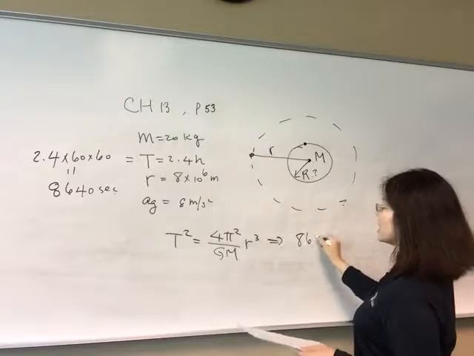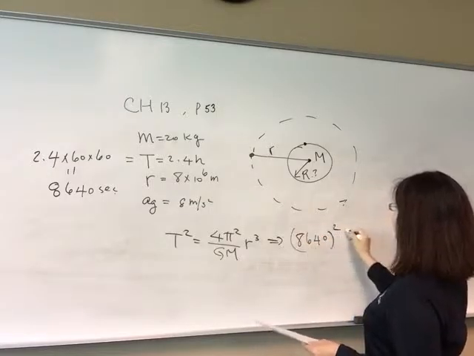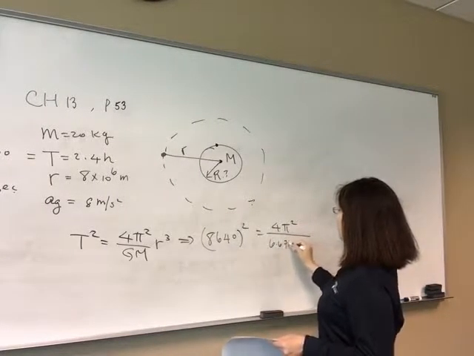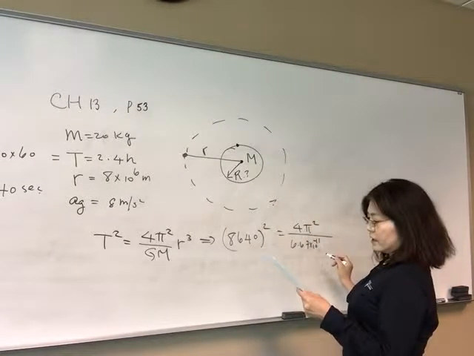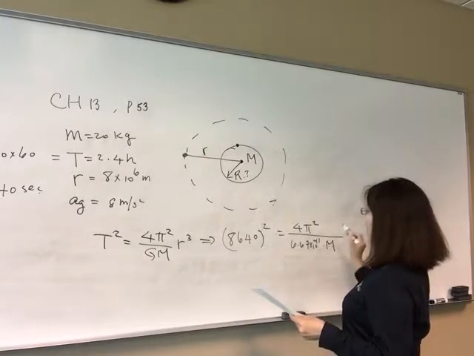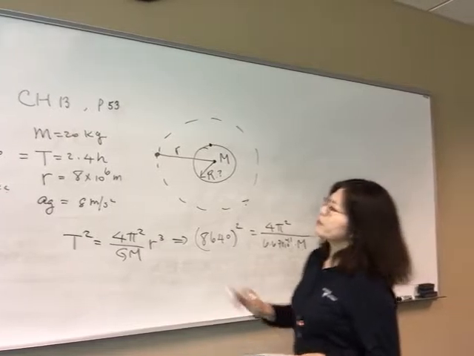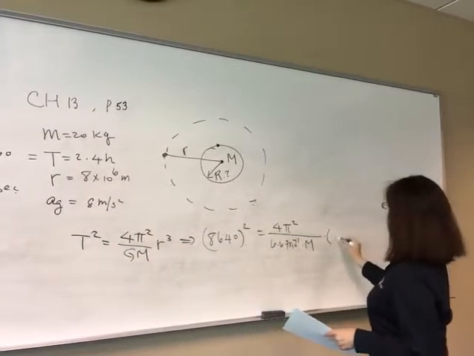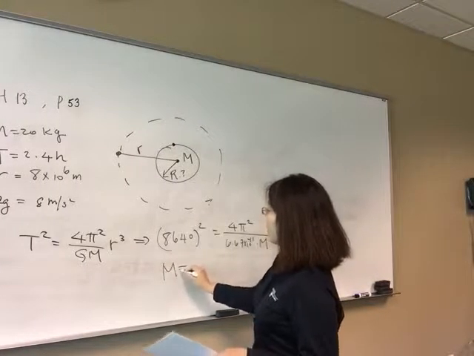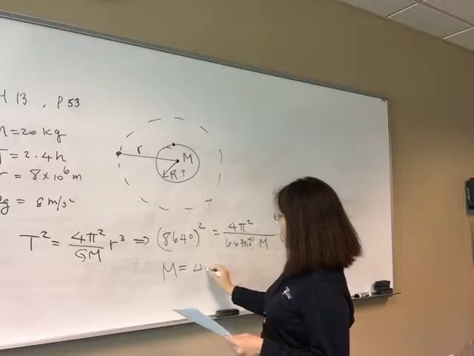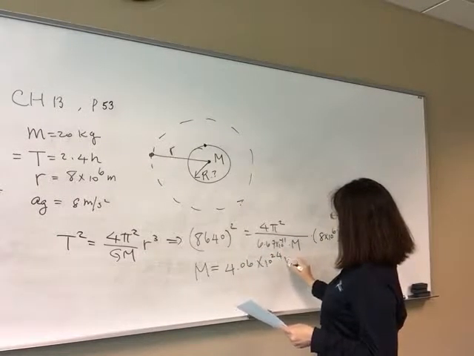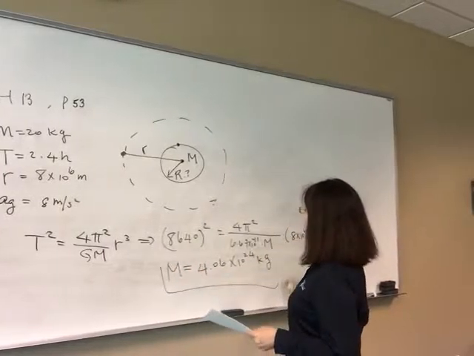So you have 8640, you square it, and that's equal to 4 pi squared, times 6.67 times 10 to the negative 11, times the mass of the planet, and then times the radius. The radius is this, so you cube it. You can calculate the mass of the planet is equal to 4.06 times 10 to the 24th kilograms. So this is the mass of the planet.